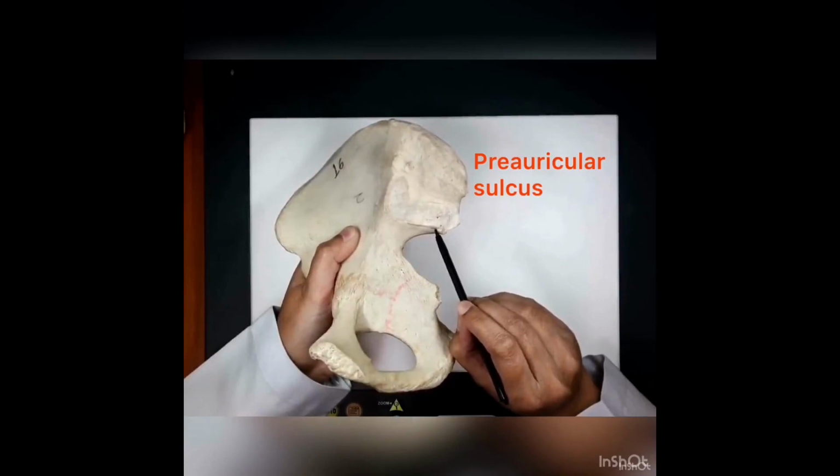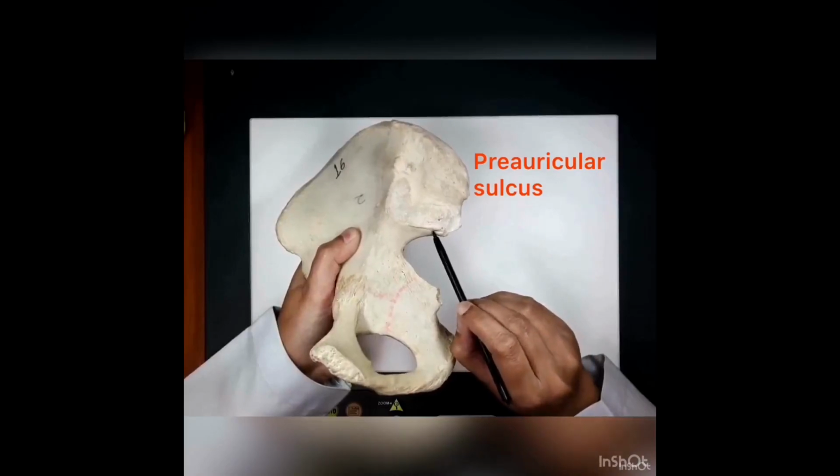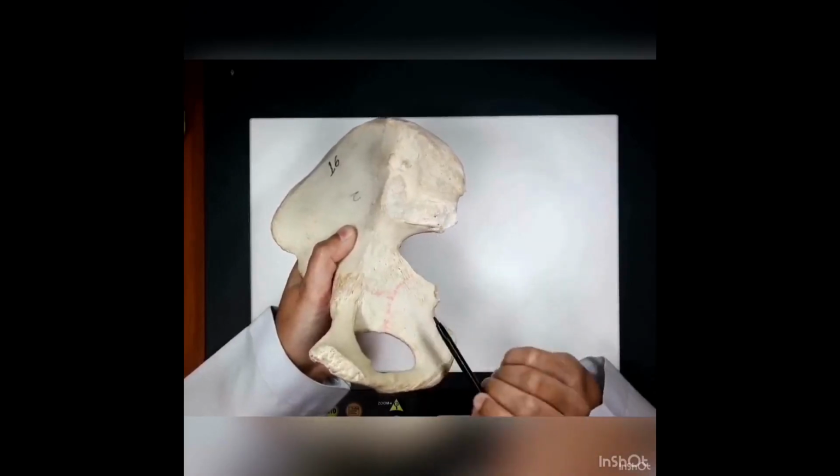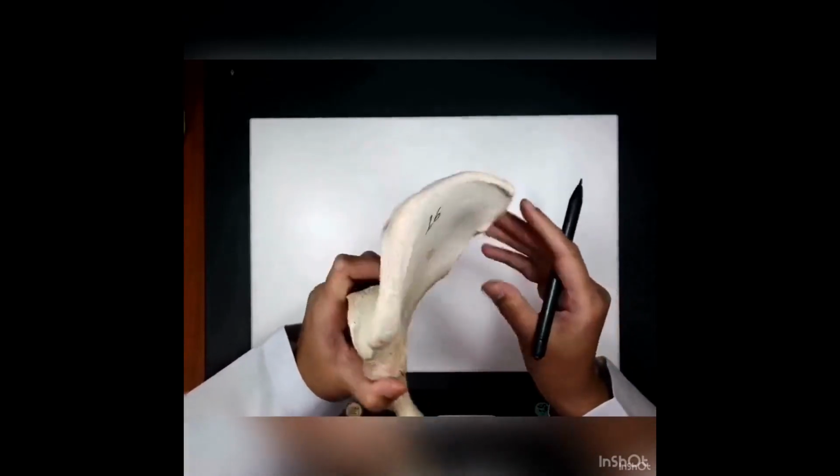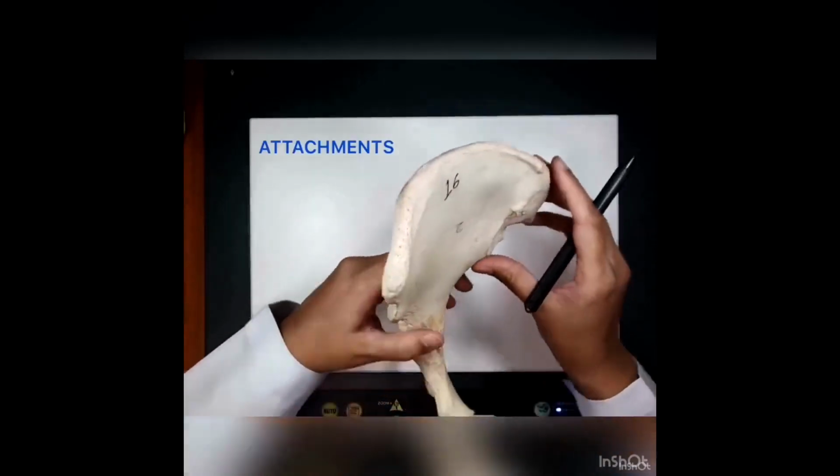Preauricular sulcus is very important because it helps in determining the sex. It is more prominent in females. Okay. Now we have done with the surface features of the ilium. Now we will do the attachments.